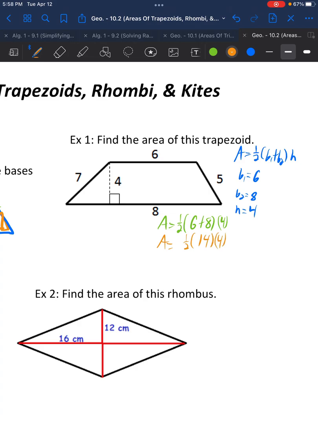And if you multiply all of those numbers together, we end up getting the area of this trapezoid to be 28 square units, whatever units we have. Because it's not specified, we can't say it's square inches, we'll just say it's 28.